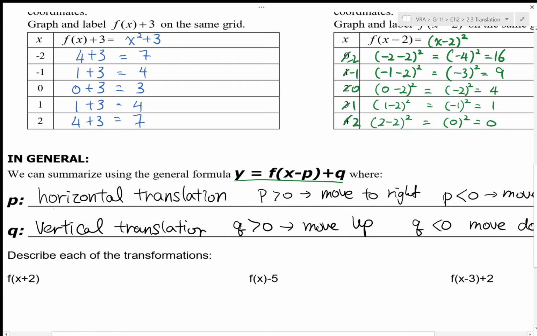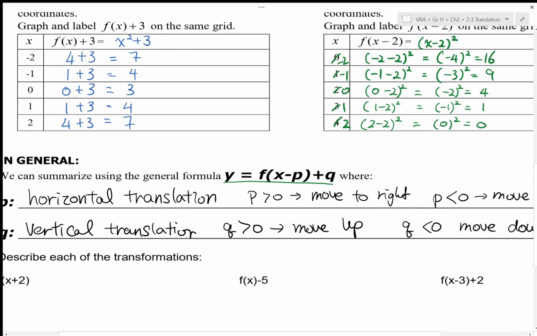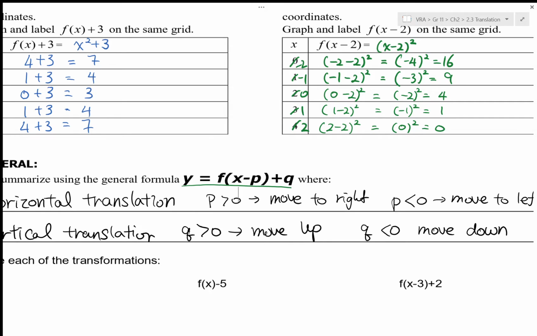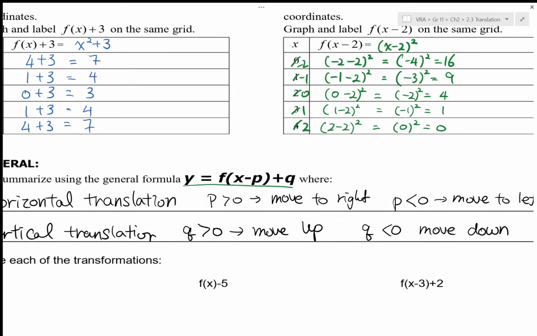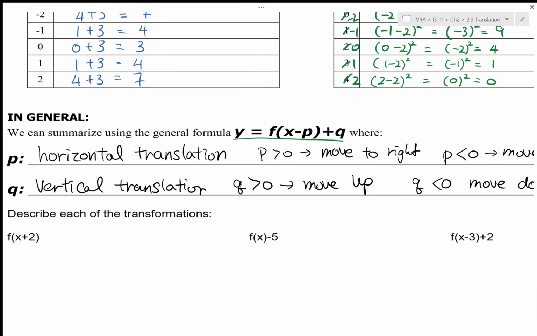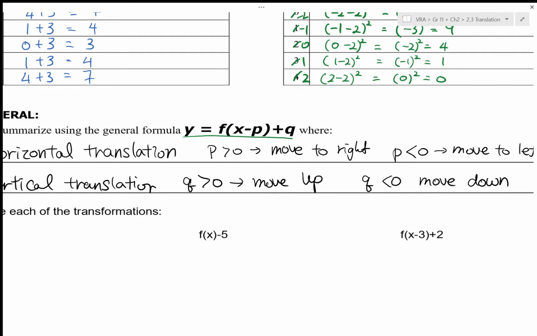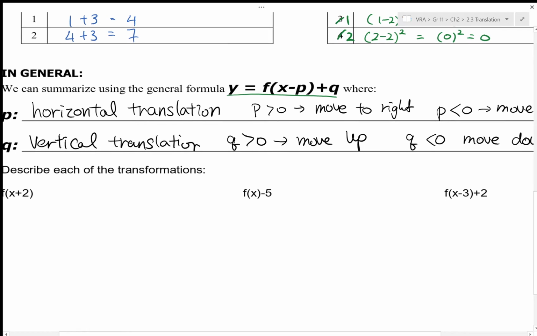So p is a horizontal translation. If the p value itself is greater than 0, it moves to the right. And if the p value is less than 0, it moves to the left. In the same way, q is the vertical translation, and if q is greater than 0, it moves up, and if it is less than 0, it moves down, okay?